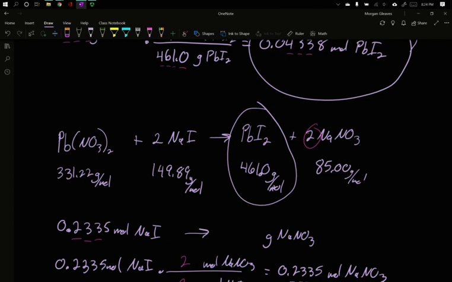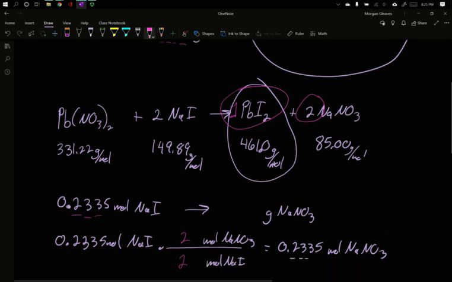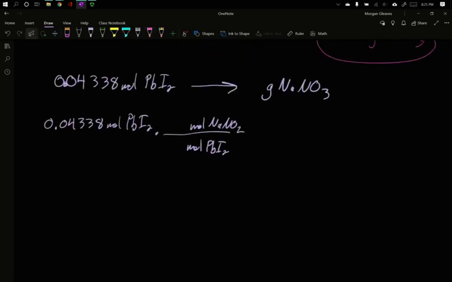This time I want to compare my lead. Well, it has no coefficient out front, but that represents a 1. And a 2 for sodium nitrate. It's a 1 to 2. I need 1 PbI2 for every 2 sodium nitrates. So I need 1 mole of lead iodide for every 2 moles of sodium nitrate. Result is I'll have twice as many. So I had 0.04338 moles of lead iodide. That's going to give me 0.08677 mole of NaNO3.